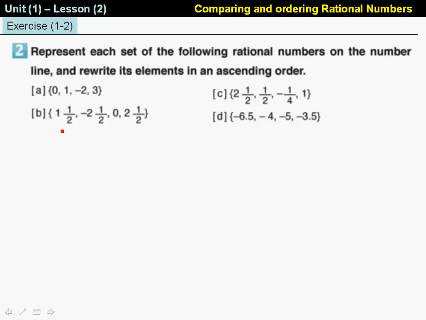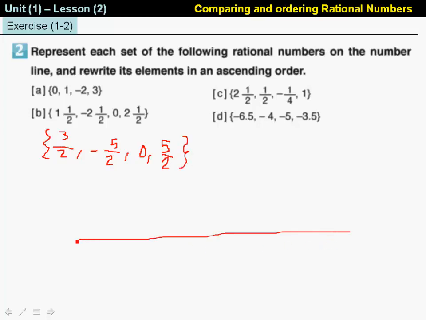For number B, in this case, it is better to put all rational numbers in the form of A over B. 2 times 1 is 2, plus 1 is 3. This is 3 over 2. Minus, 2 times 2 is 4, plus 1 is 5. Minus 5 over 2. 0, comma, 2 times 2 is 4, plus 1 is 5. 5 over 2.